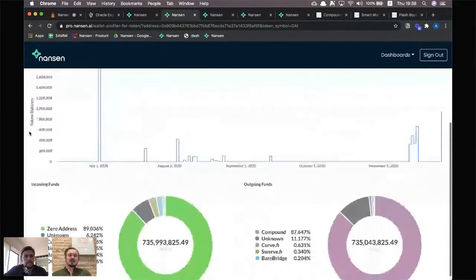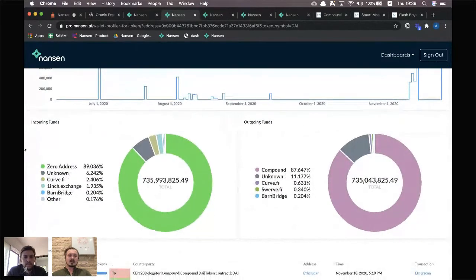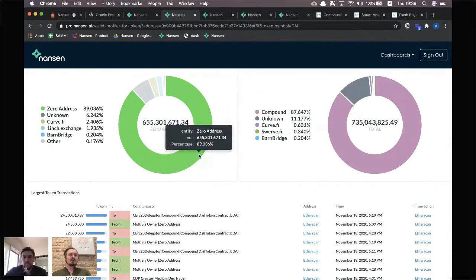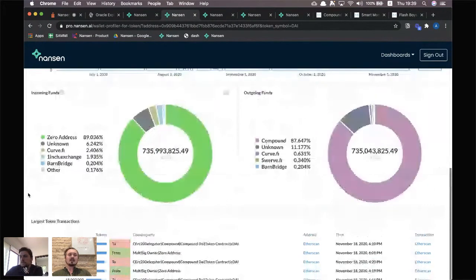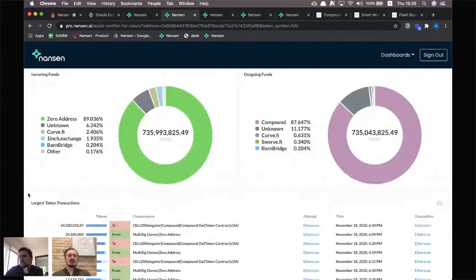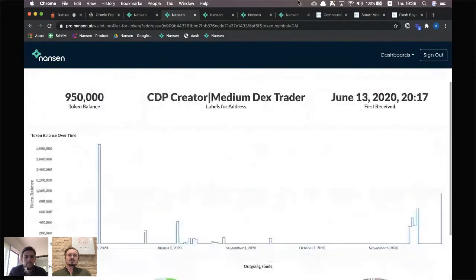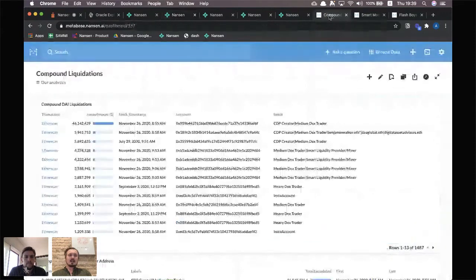But effectively, you can see how this guy has done lots of transactions with Compound. A lot of the DAI that they have sent out has gone into Compound, and then they've also received a lot from the 0 address, which indicates they might have been minting DAI or pulling it out of the DAI savings contract.